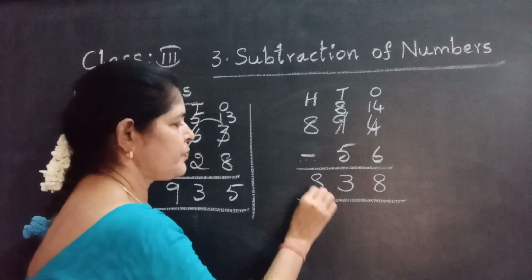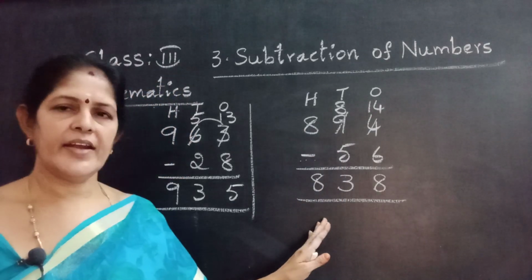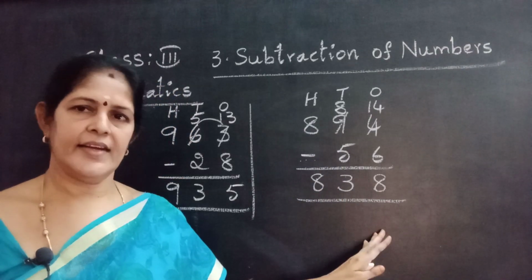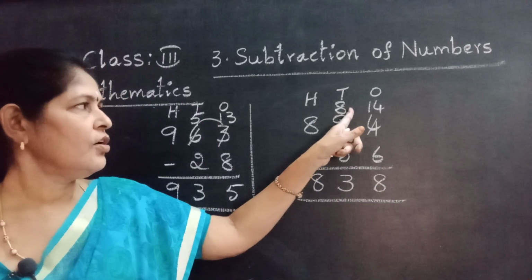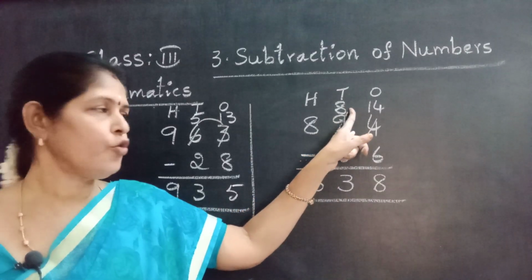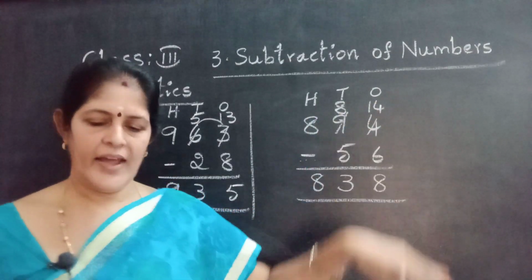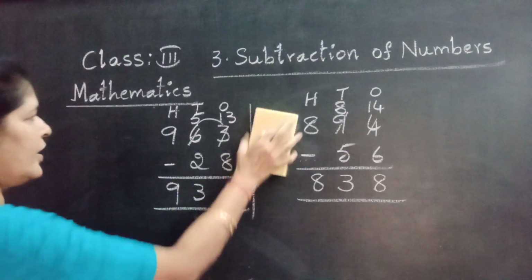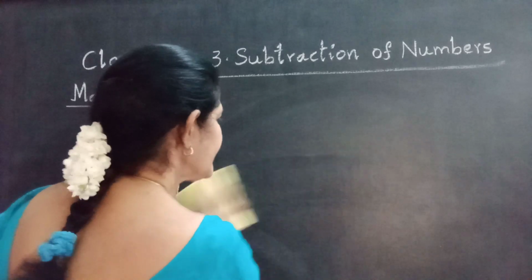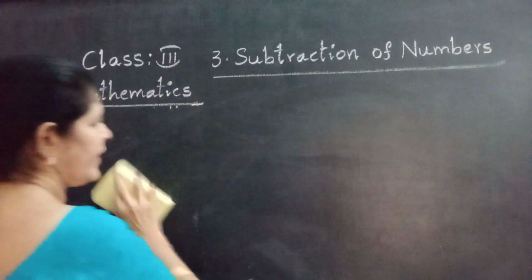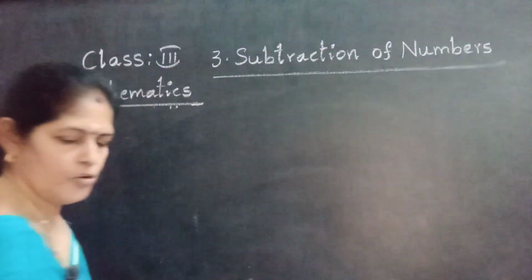Bring down the hundreds place number. Now the difference is 838. Here also, subtraction with regrouping tens to ones. Tens to ones. Now another example. Subtraction with regrouping hundreds to tens, and tens to ones.